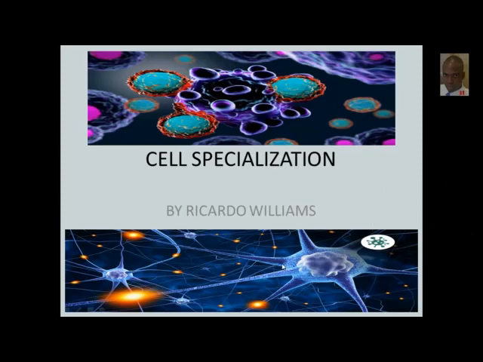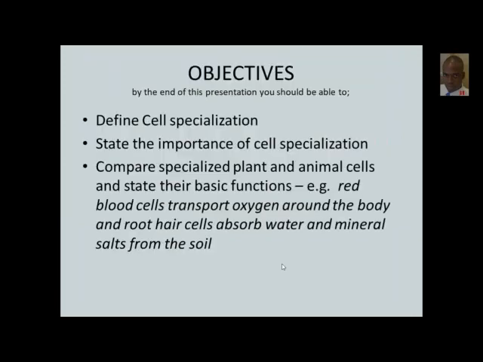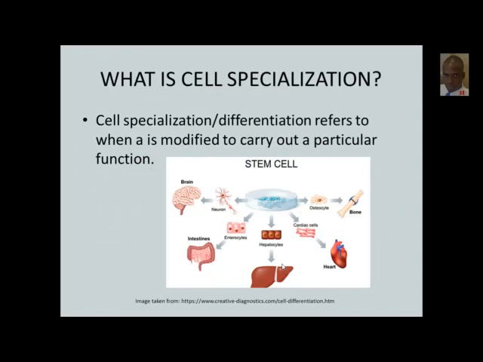This will be a short video, hopefully, to give you a better understanding of what cell specialization is. So first, we're going to define cell specialization. We're going to state the importance of cell specialization, and then we're going to compare some specialized plant cells and animal cells and state their basic functions. Examples like red blood cells that transport oxygen around the body, and the root hair cells that absorb water and minerals from the soil. Alright, so what is cell specialization?